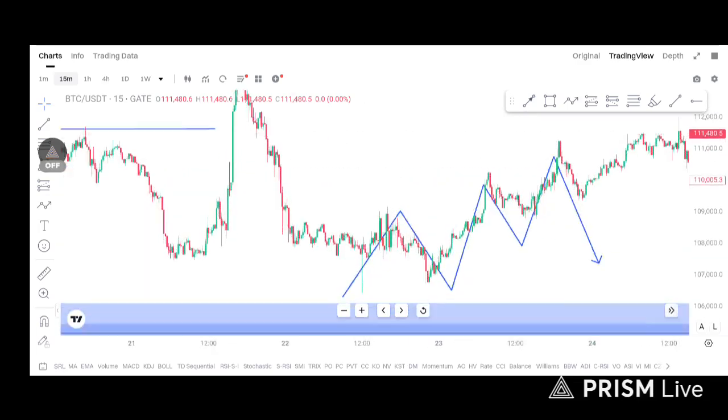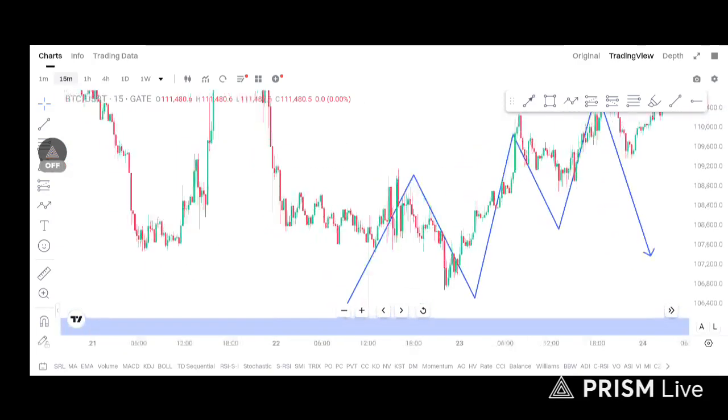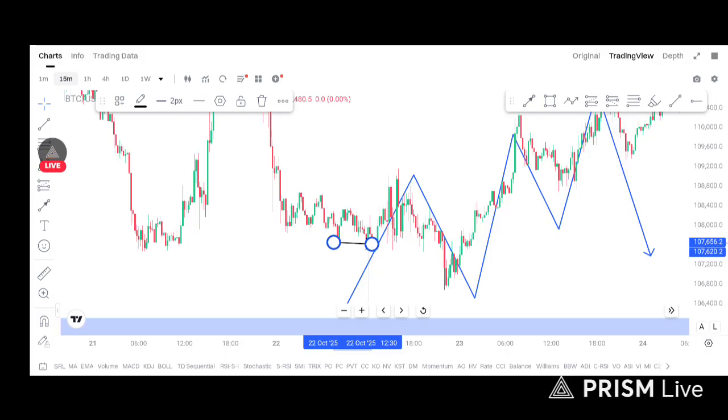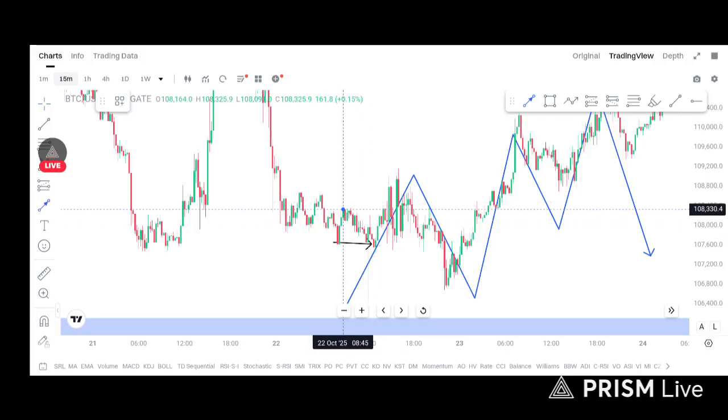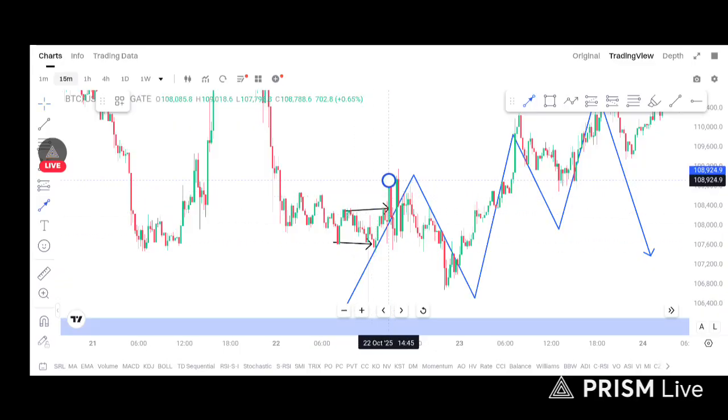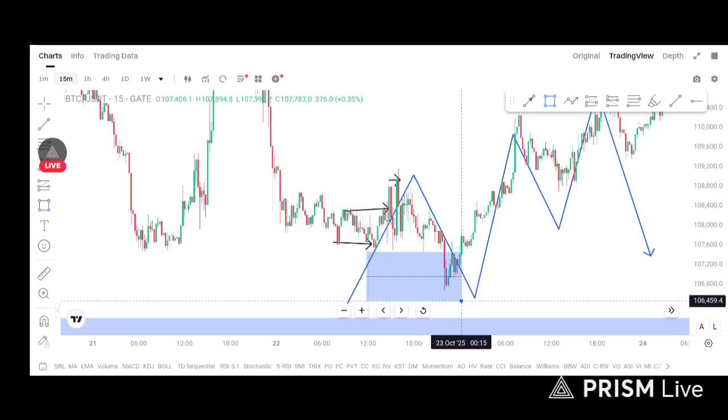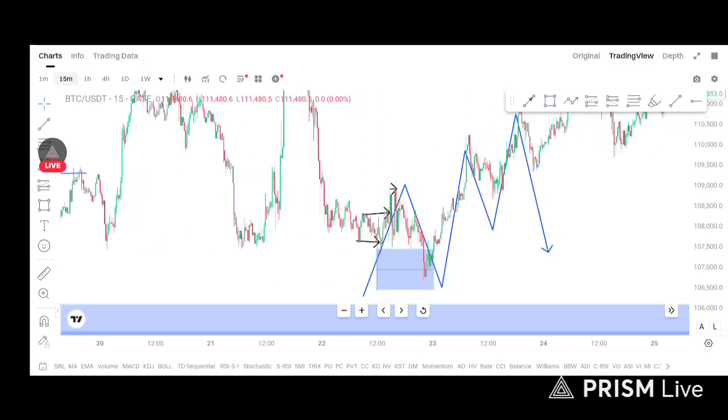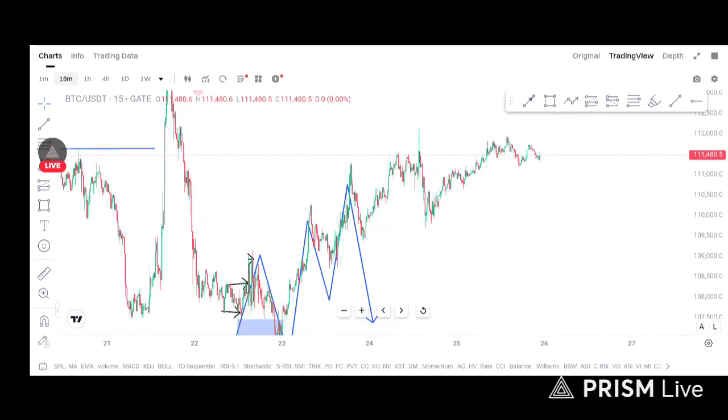As you can see here in the 15 minutes, the market broke and gave you a sweep, broke the first structure, which is this one, broke the second structure, and here is now a valid place for you to buy. Do you see what the market did there? And now the market is already going to the upside.